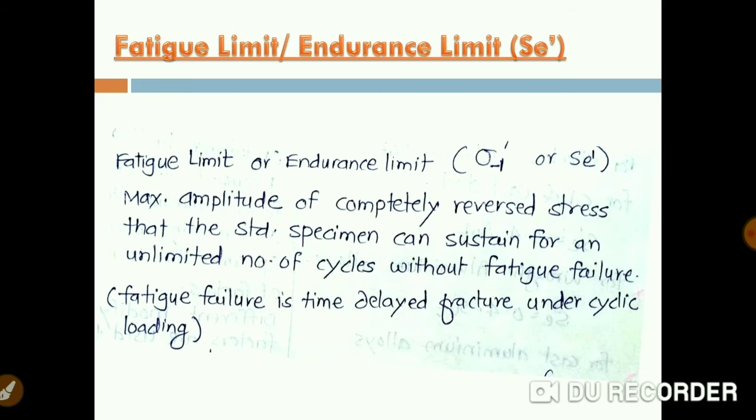So fatigue limit or endurance limit is the maximum amplitude of completely reversed stress that a standard specimen can sustain for an unlimited number of cycles without fatigue failure. Fatigue failure is time delayed fracture under cyclic loading. You can get a fatigue limit or endurance limit stress when you plot the SN curve.